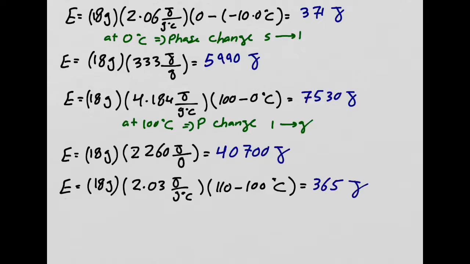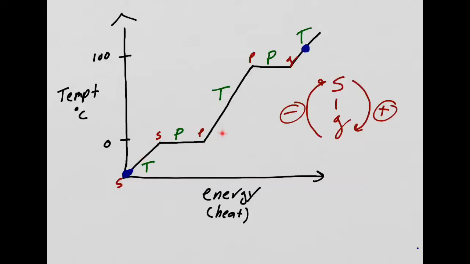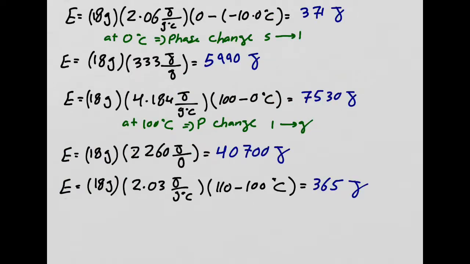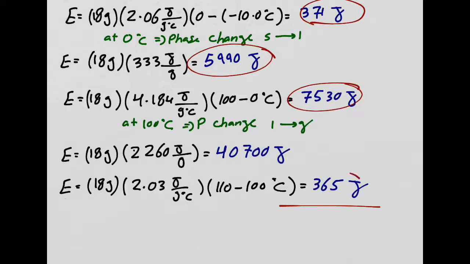All right, what do you think you have to do next? I figured out in each step how much energy I need. Now the question asks how much energy is released or absorbed going from here to here. So we have to add up all these numbers: this number, this number, this number, and this number. If you add them up, limited to 2 sig figs, I get 55,000 joules of energy.